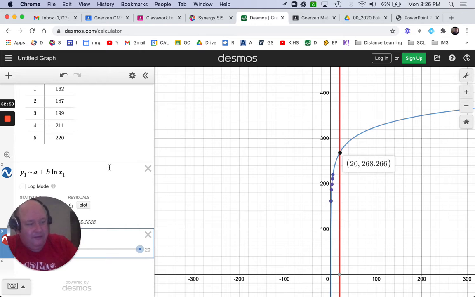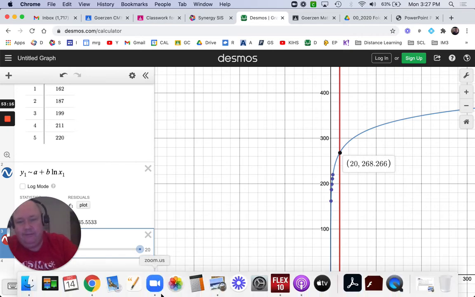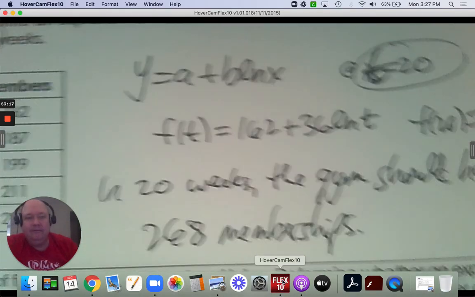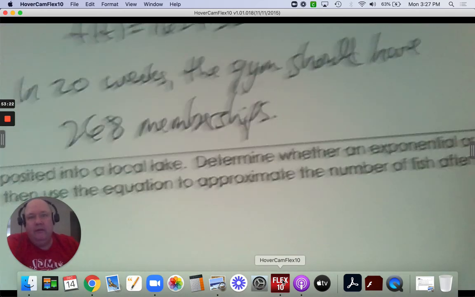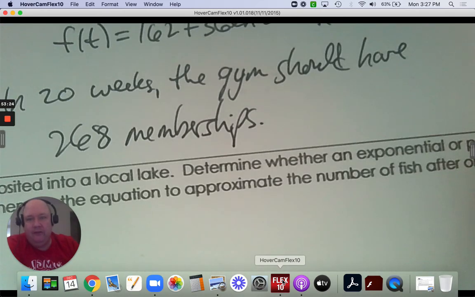Write a simple sentence. So in 20 weeks, the gym should have 268 memberships. All right, one more left. So in 20 weeks, the gym should have 268 memberships.